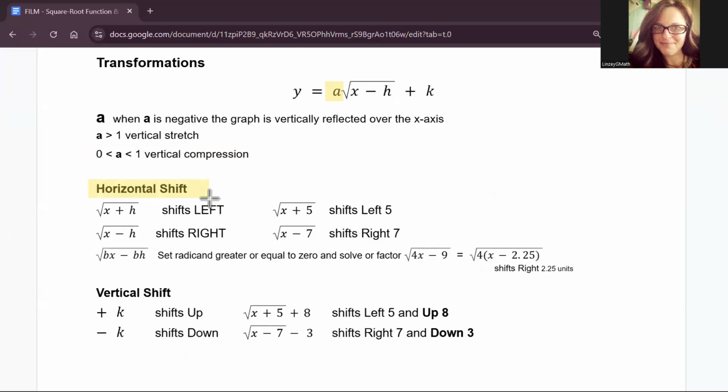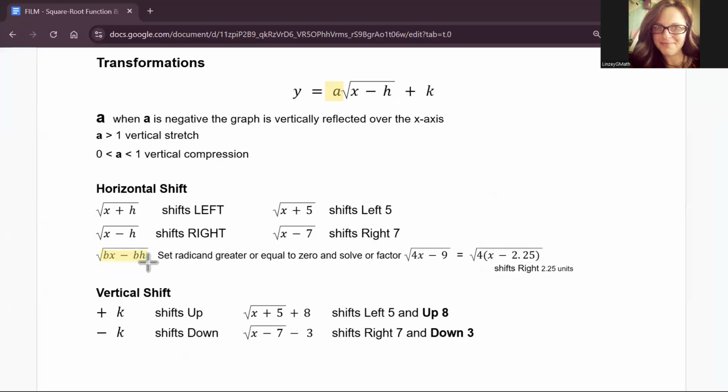Horizontal shift is going to affect the domain. When you have x plus a number h, this shifts the graph to the left. As we saw with our first example, x plus 5, we shifted the graph left 5. Horizontal is the opposite of what you think, and it's when it's under the square root. X minus h shifts to the right.